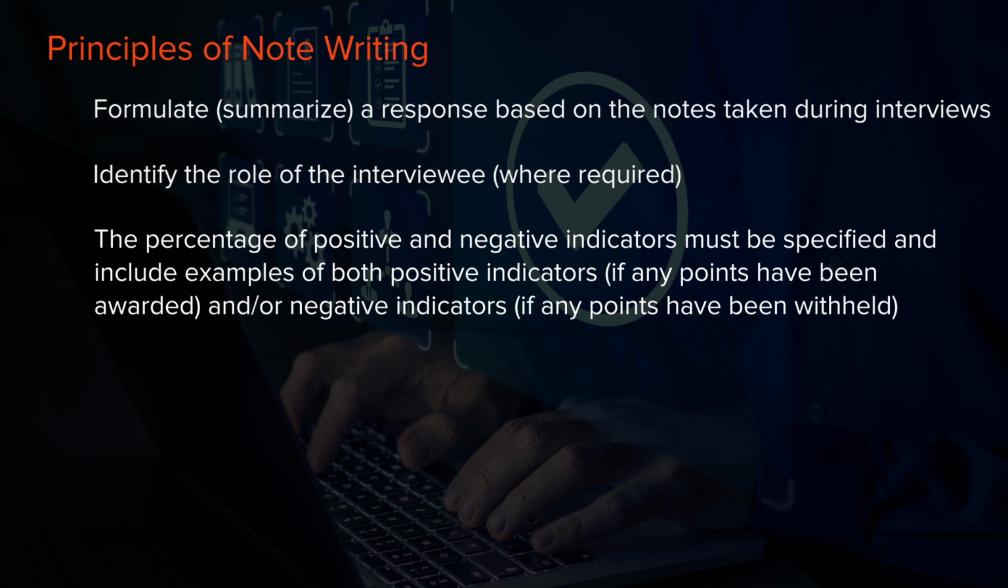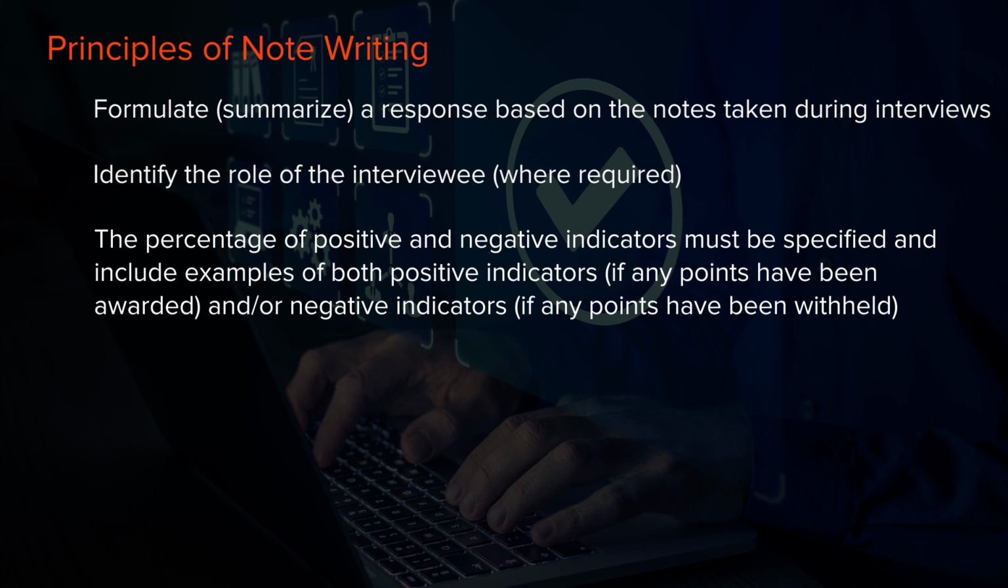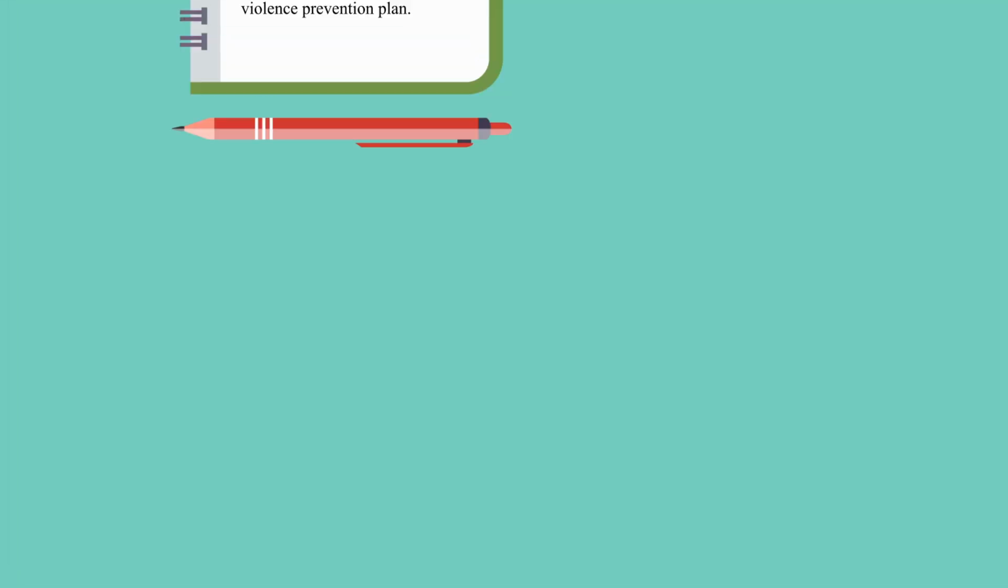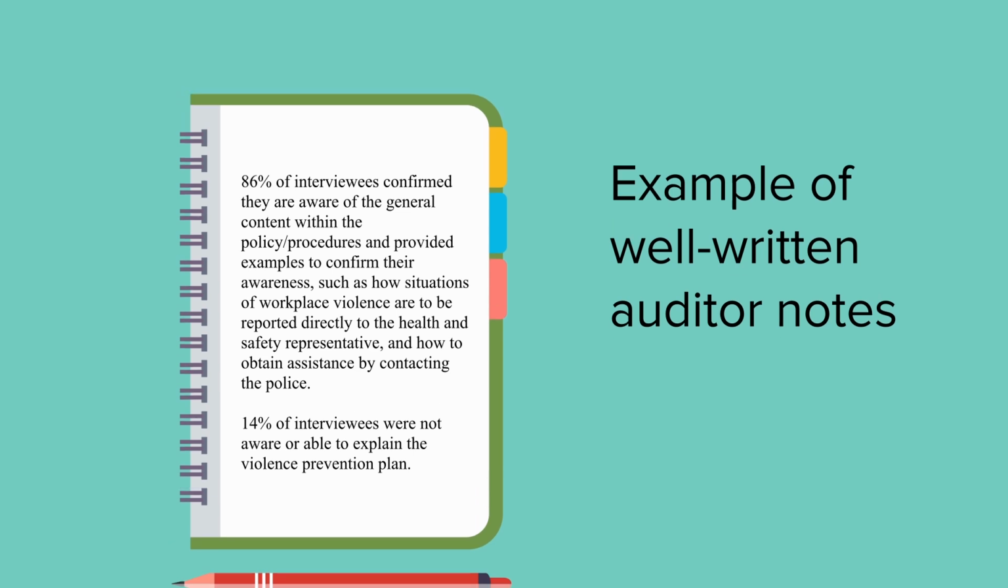The percentage of positive and negative indicators must be specified and include examples of both positive indicators, if any points have been awarded, and/or negative indicators if any points have been withheld. For example, 86% of interviewees confirmed they are aware of the general content within the policies and procedures and provided examples to confirm their awareness, such as how situations of workplace violence are to be reported directly to the health and safety representative and how to obtain assistance by contacting the police. 14% of interviewees were not aware or able to explain the violence prevention plan.